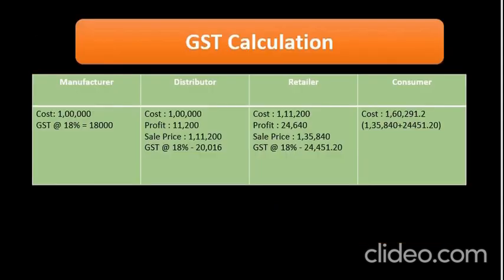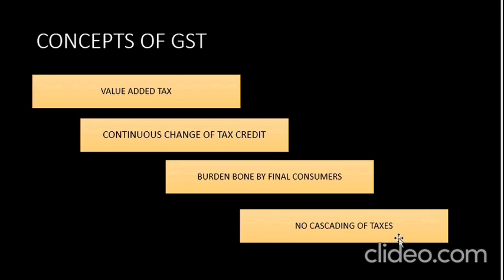In this GST calculation, the manufacturer's tax will not be collected from the distributor. The distributor's tax will not be collected from the retailer. Only when the retailer, the shopkeeper, collects his tax from the consumer is tax charged. So there is no add-on tax on tax effect from the previous supply chain, that is, before the retailer. So this avoids major cascading effects. So this is the concept of GST.